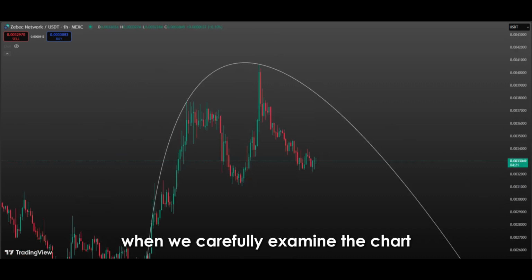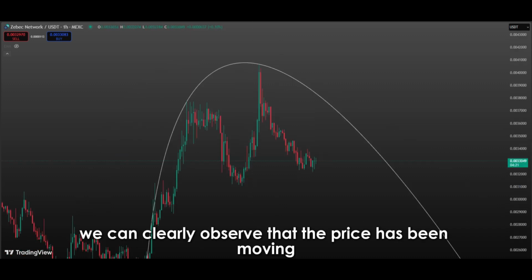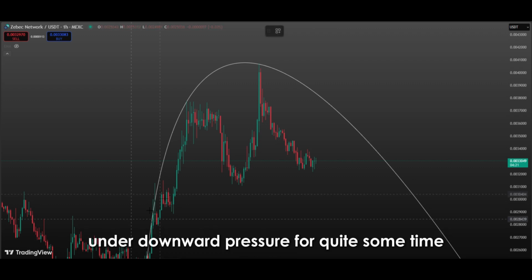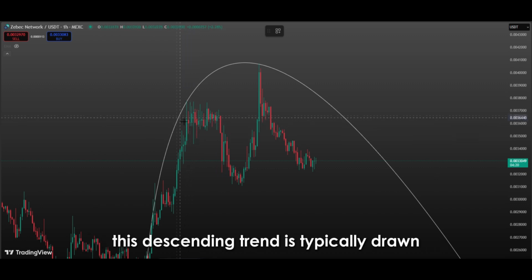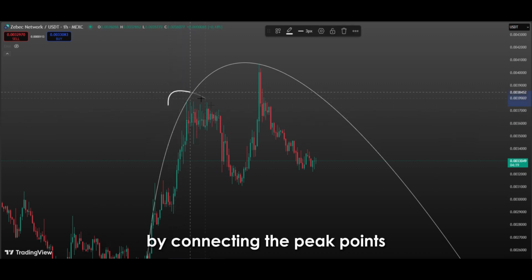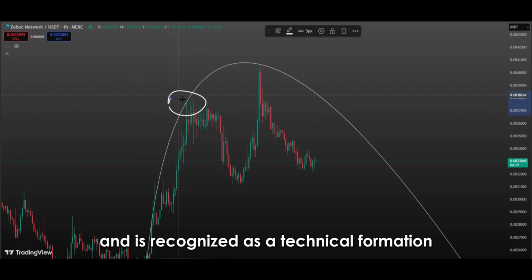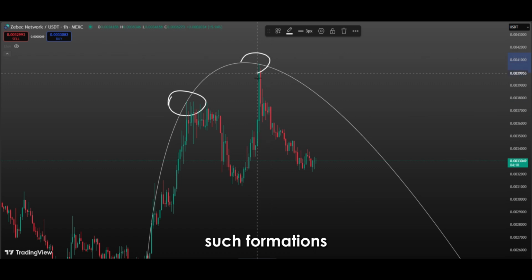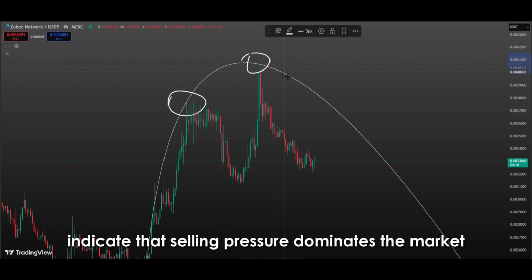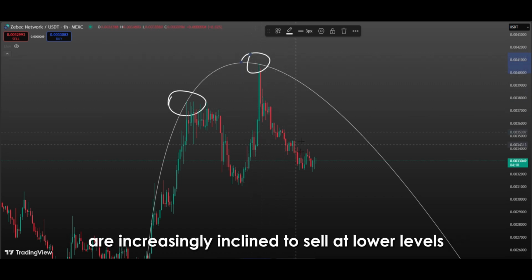When we carefully examine the chart, we can clearly observe that the price has been moving under downward pressure for quite some time, forming a descending trend line in the process. This descending trend is typically drawn by connecting the peak points and is recognized as a technical formation where the price continuously makes lower highs. Such formations indicate that selling pressure dominates the market and that investors are increasingly inclined to sell at lower levels.